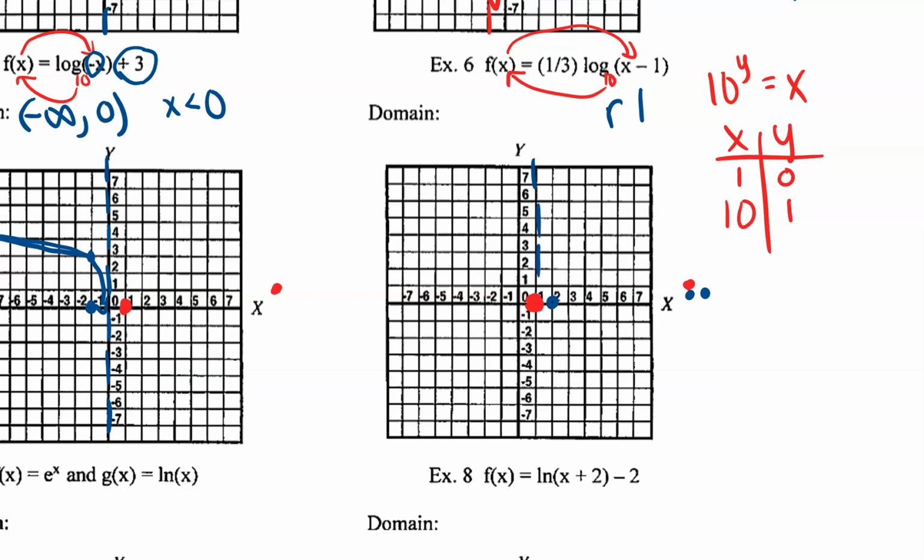Including the asymptote. The asymptote is now at x equals 1, and it's just going to be really, really shallow. The domain is x is greater than 1, or from 1 to infinity.